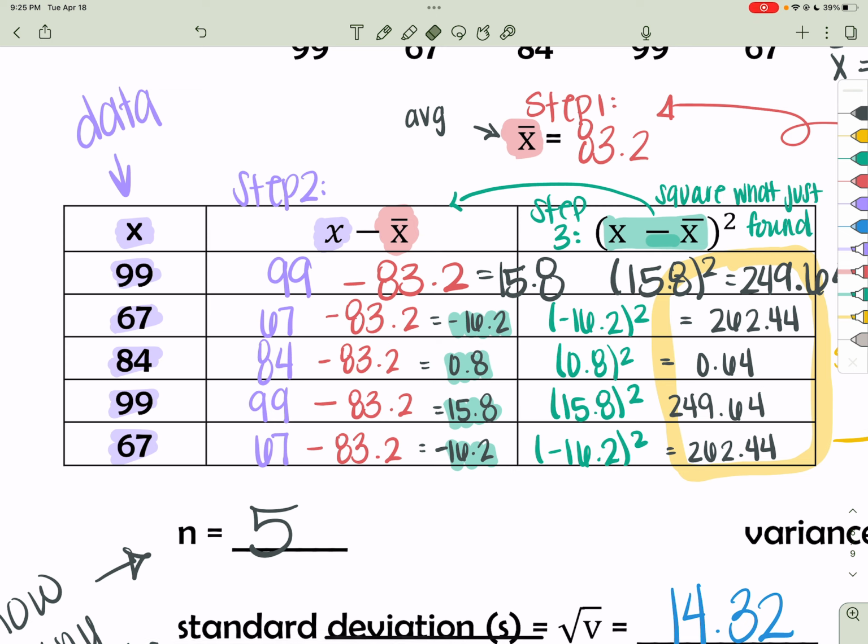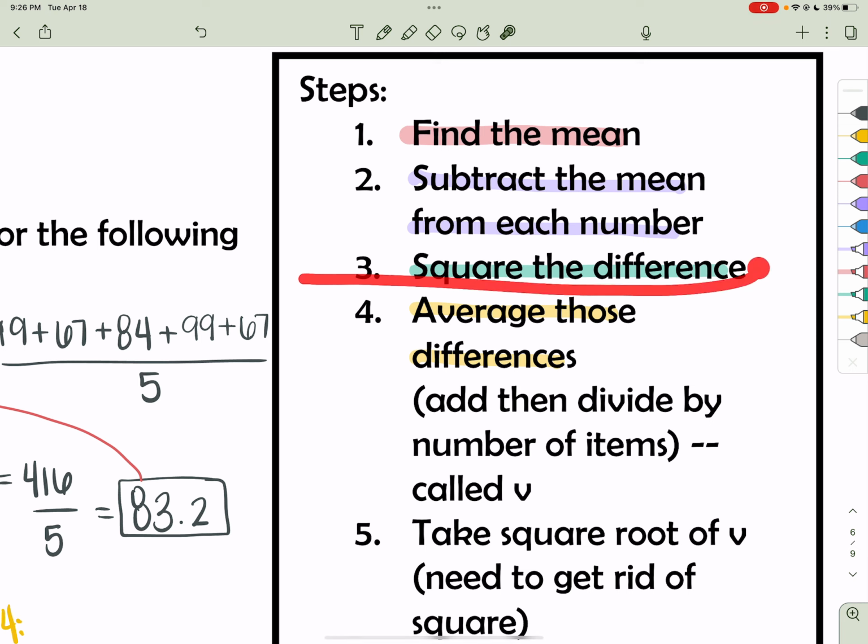And that's just doing the same thing over and over again for each row. From there, my steps say, okay, now that you have squared all the differences, that was what we did in that last column, take the average of those differences. So average up what you just found in step 3.